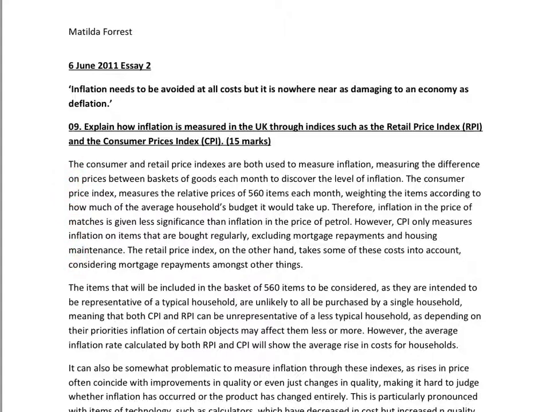The bit I was a little bit surprised about was, very early on here, I was expecting to find something just telling me what inflation is. It's always some easy definition marks in part A of the essay.